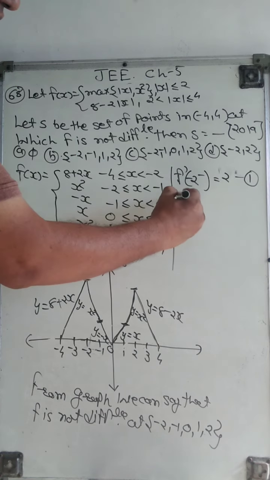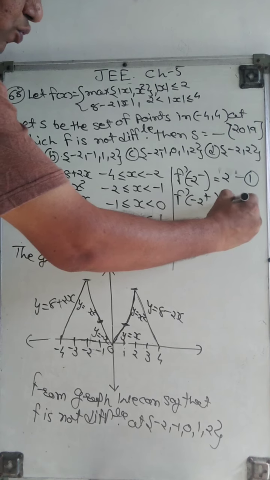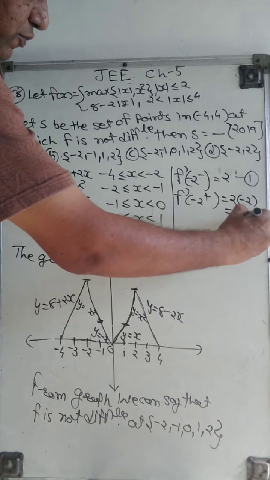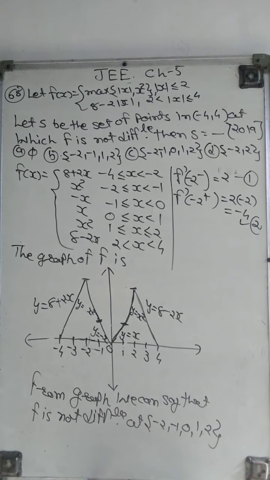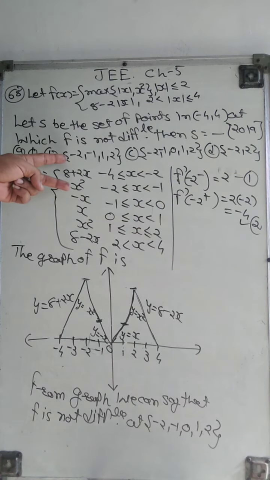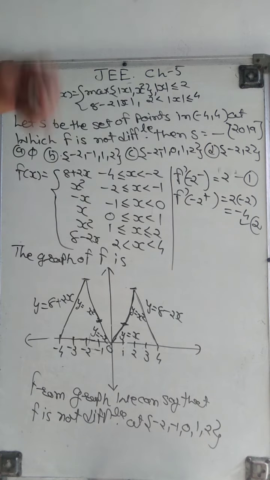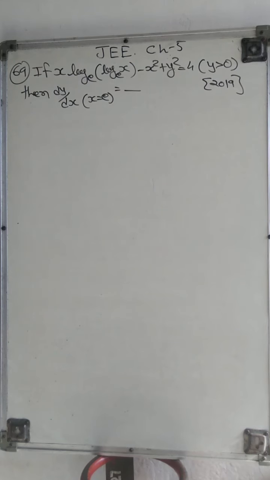This is our first result. And f dash at minus 2 from the right, it is x square, so 2 into minus 2, it is minus 4, right? So from 1 and 2 it is not differentiable at this point, minus 2. Same way for minus 1, 0, 1 and 2, we can proceed the same way and get the answer, right? That function is not differentiable at the respective points minus 2, minus 1, 0, 1 and 2. Okay, for the next one.